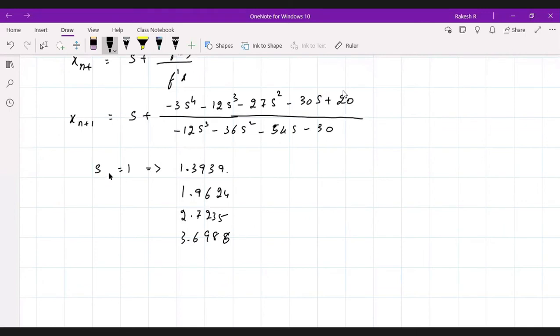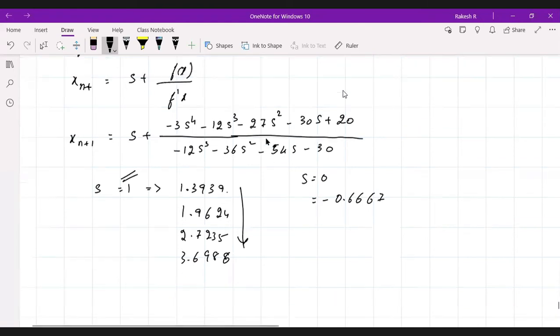So you cannot take this as the first number. Now you take s equals 0. What will you get? You got the answer as minus 0.66667. Now again you press calculate with s equals minus 0.6667. I'm getting a different value. Just a minute, I think I have made some mistake in the calculator.